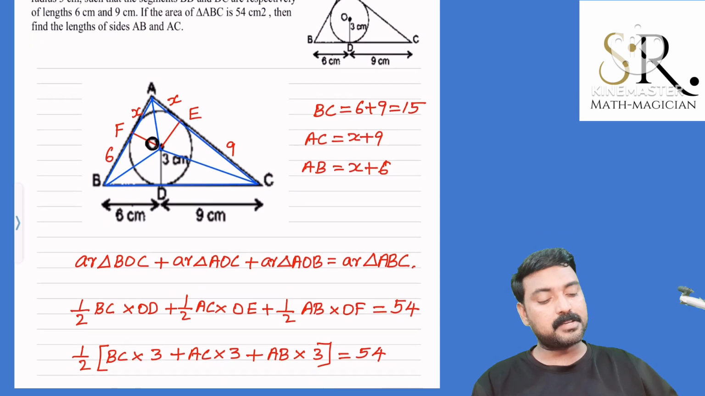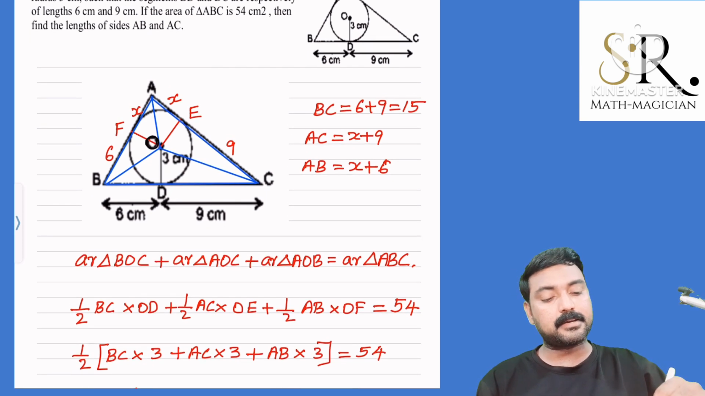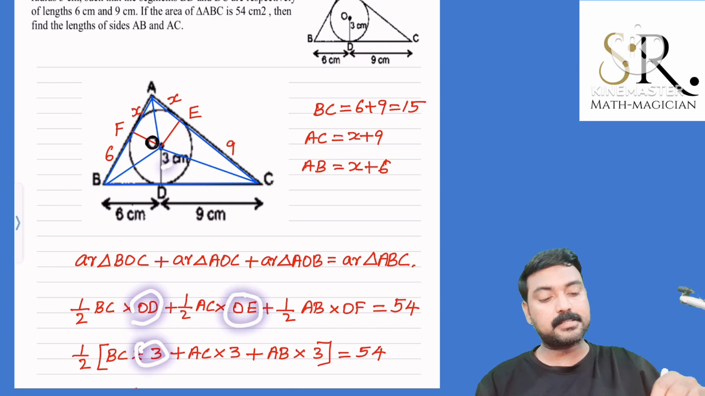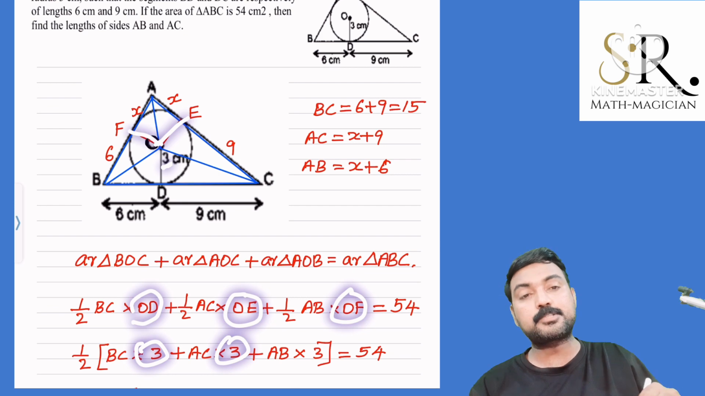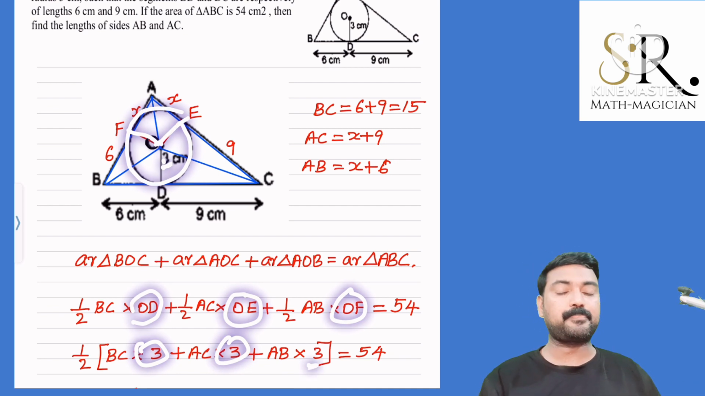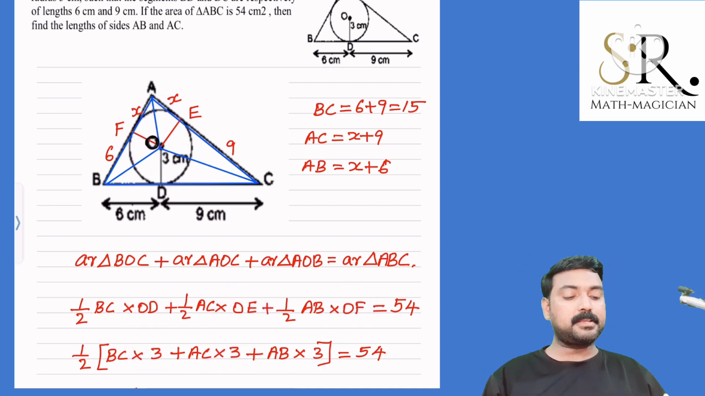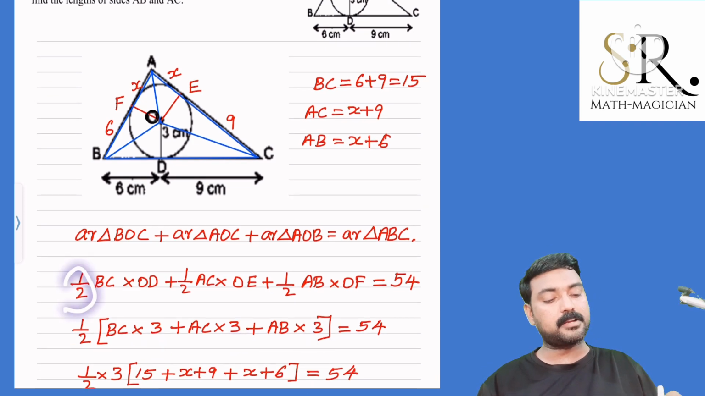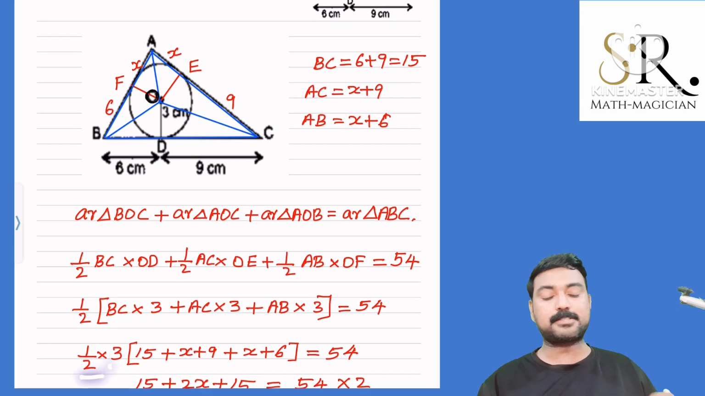Now we can observe that all radii are given as 3 centimeters. So instead of this OD, we can give 3. OE is this one, the radius, that is 3. OF is the radius to the point of contact. The radius of the circle is already given as 3, so instead of this OF, we can write 3. Now 3 is common in these three terms, so it can be taken outside. Half is also common in each term, so we got half into 3 as common.